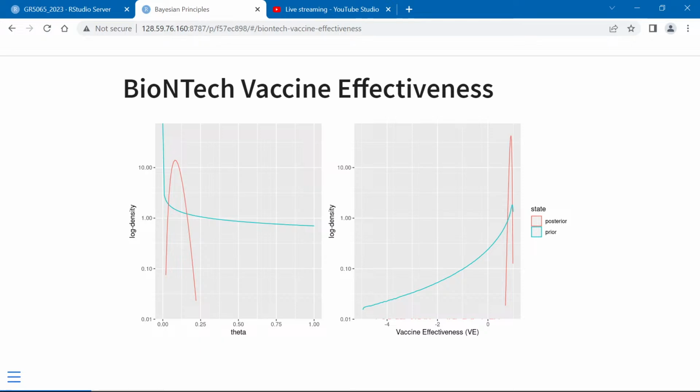I always said it before, but I think it bears repeating in this situation that, according to Fisher, asking a question like, what is the probability that the vaccine is at least 30% effective, is a nonsensical question, because neither theta nor the vaccine effectiveness, which is a simple function of theta, are random variables. Probability does not apply to them.